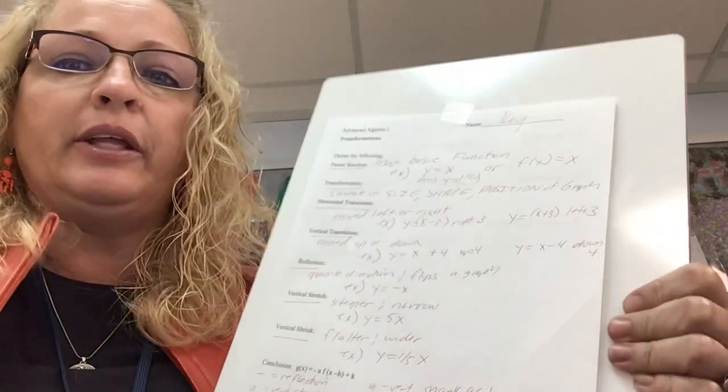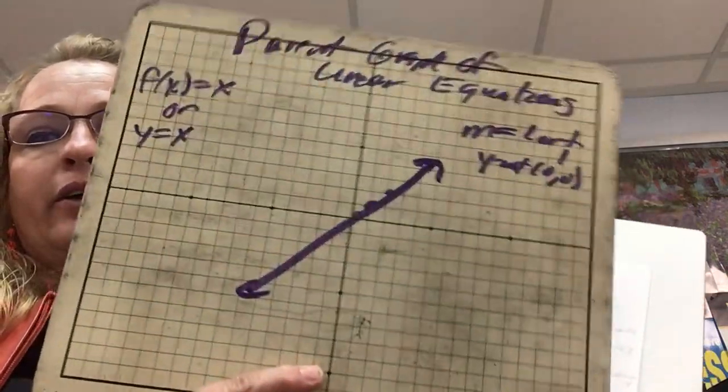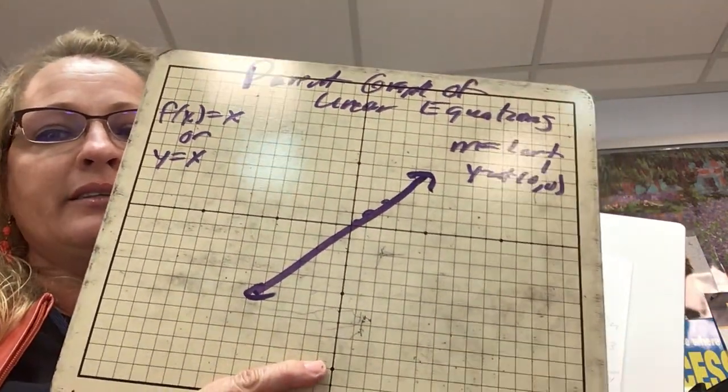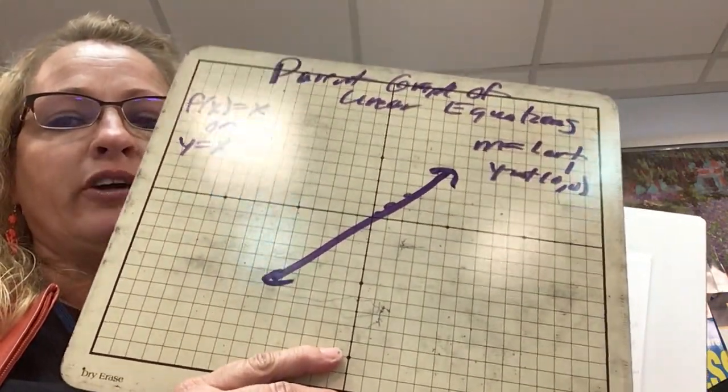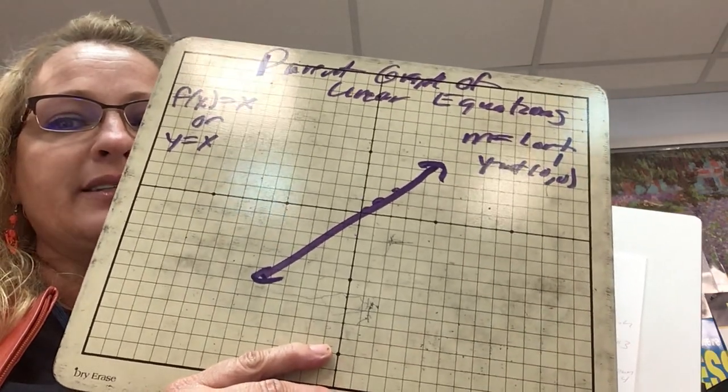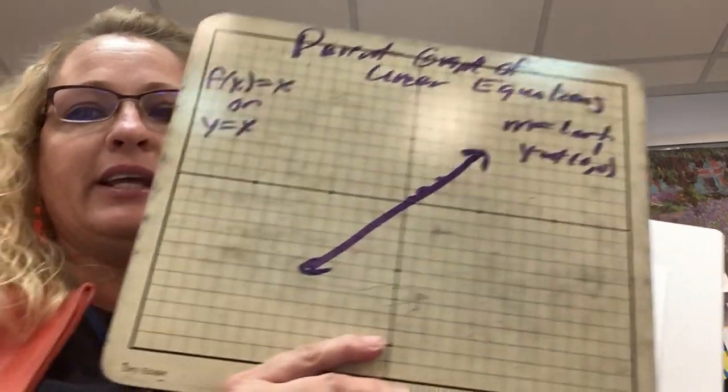So yesterday we talked about transformations, and specifically we talked about transformations from the parent graph y equals x. Remember, the parent graph y equals x is the parent graph of our linear functions, and y equals x has a y-intercept of (0, 0) and a slope of 1. So remember how we can change an equation, which changes the graph.